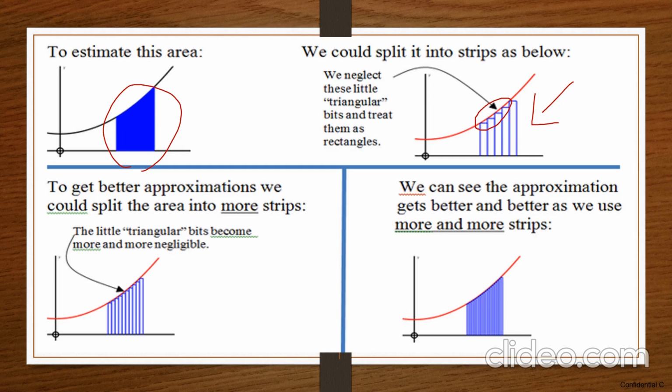So this is what is written here. The little triangular bits become more and more negligible when we split the area into thin rectangular strips. So we'll have shapes like this. Can you see the betterment of this stage? When we have the next stage of even thinner rectangular strips, we can avoid most of the triangular negligible area. So you'll have a diagram like this. Compared to before, it is much better. Yes, we can see the approximation gets better and better as we use more and more strips.